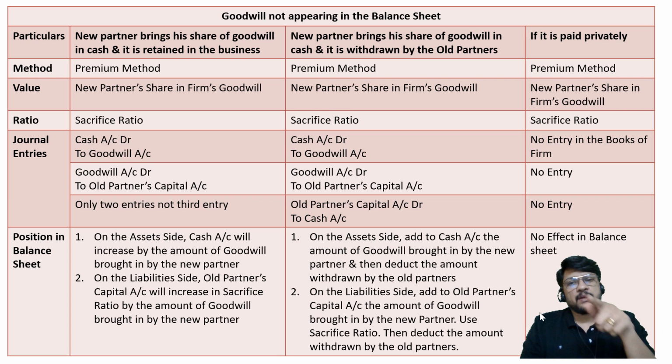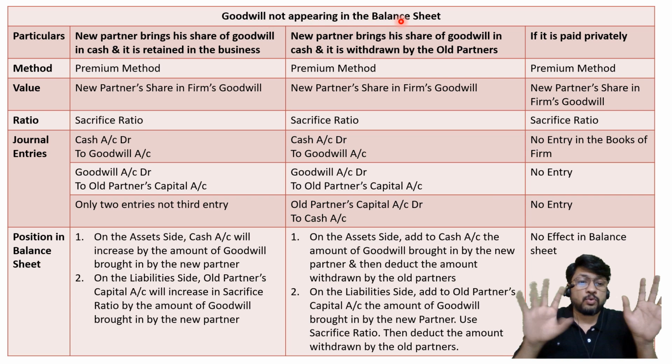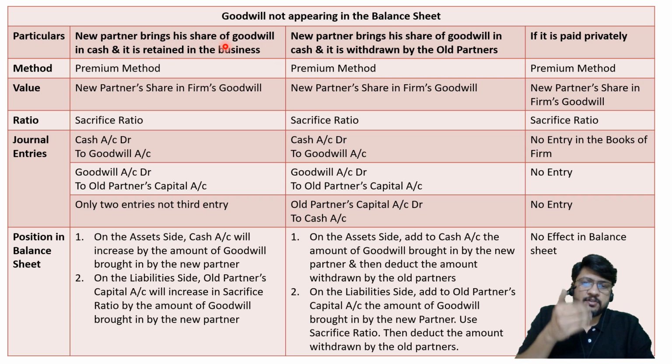But take the case of goodwill, we have already mentioned at the top of this table. Let me use my laser pointer. At the top of the table, we have already mentioned that goodwill is not appearing in the balance sheet. So in the balance sheet, there is no goodwill. And we are telling that new partner is bringing his share of goodwill in cash. So cash is coming in. Why is cash coming in?